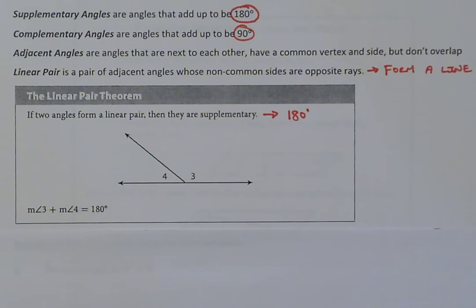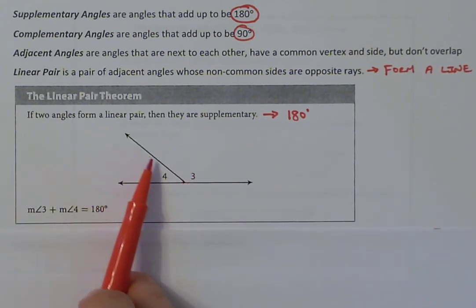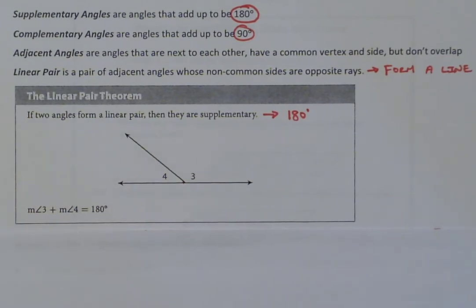All right. Also, this is a great point to talk about adjacent angles. Angles 3 and 4 are adjacent because they share a common vertex right here, and they also share a side. So 3 and 4 are adjacent because they are right next to each other. Okay, if they are not next to each other, then they are not adjacent.